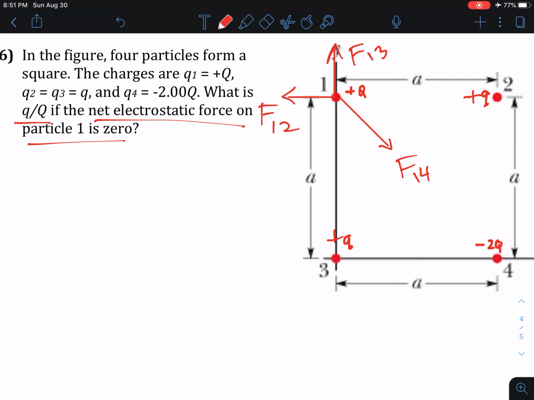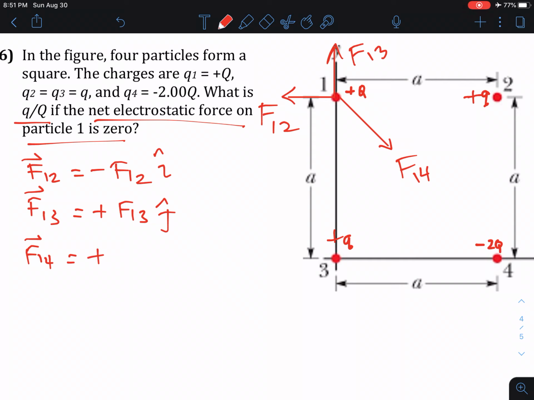F14 is the most complex one. It has a positive x component, right? And we can show this direction, right? And that direction is going to be the y component. And let's just take one of the angles. So it's with the x-axis. What is that angle? Think about that.